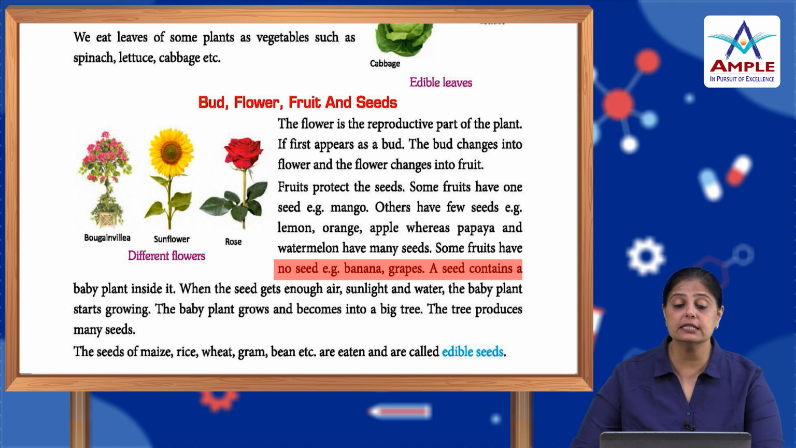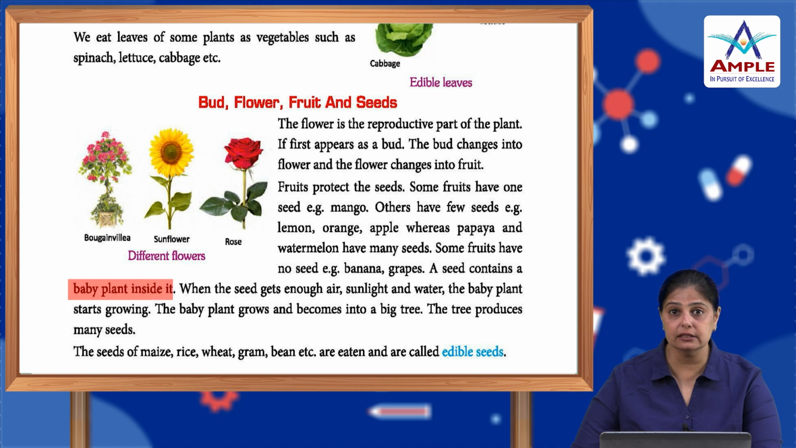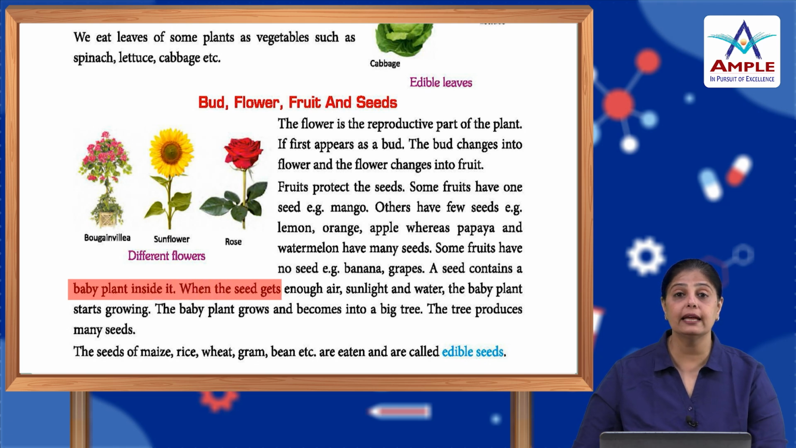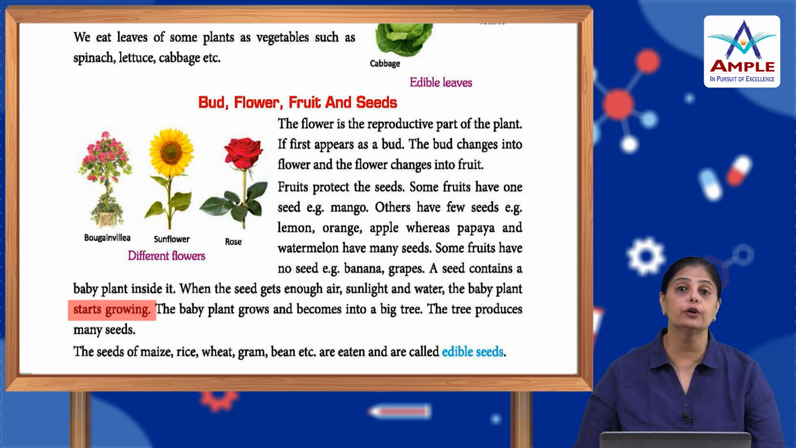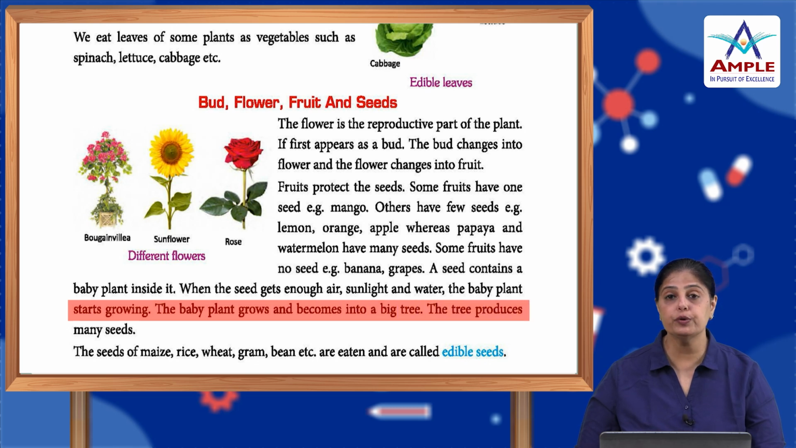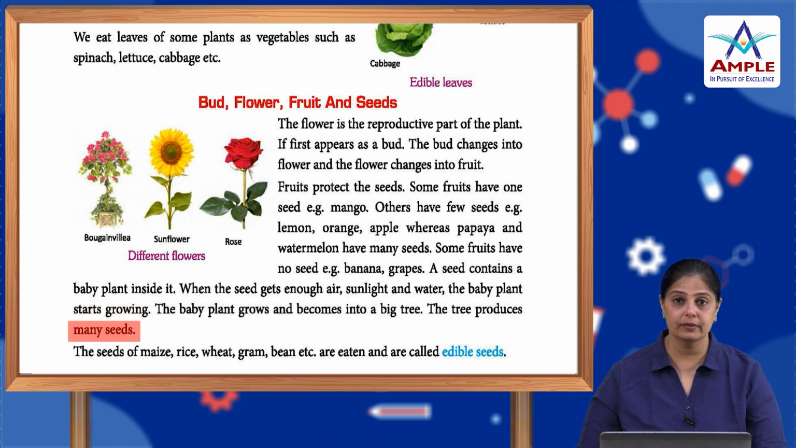A seed contains a baby plant inside it. So, when the seed gets enough air, enough sunlight and water, the baby plant starts growing, and the baby plant grows and becomes a big tree. The tree produces many seeds. So, this is how the cycle continues.